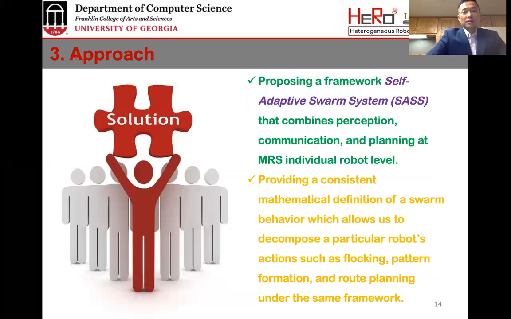For the approach part, first we proposed a framework named the Self-Adaptive Swarm System, SASS, which combines perception, communication, and planning at the individual robot level of the multi-robot system. We also provide a mathematical definition of swarm behavior, which allows us to decompose a particular robot's actions, such as flocking, pattern formation, and routing plan, under the same framework.